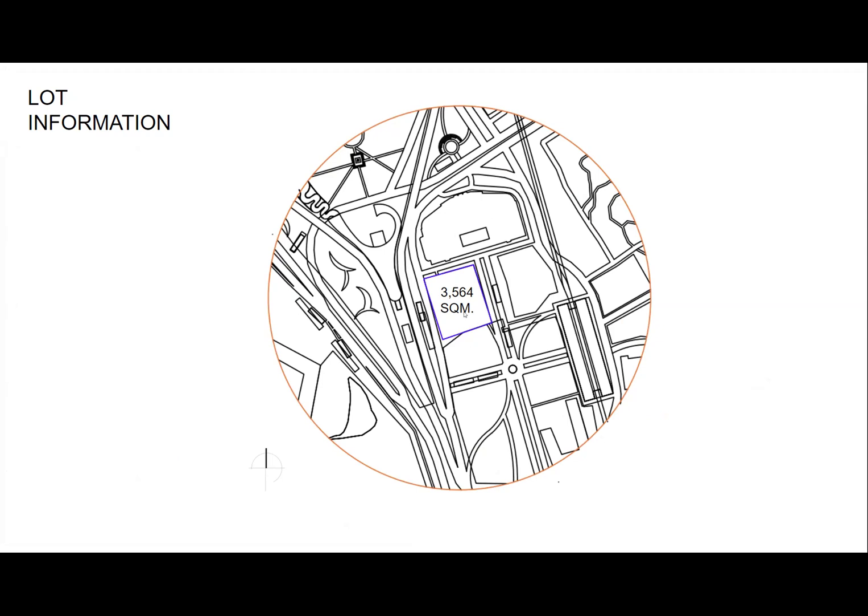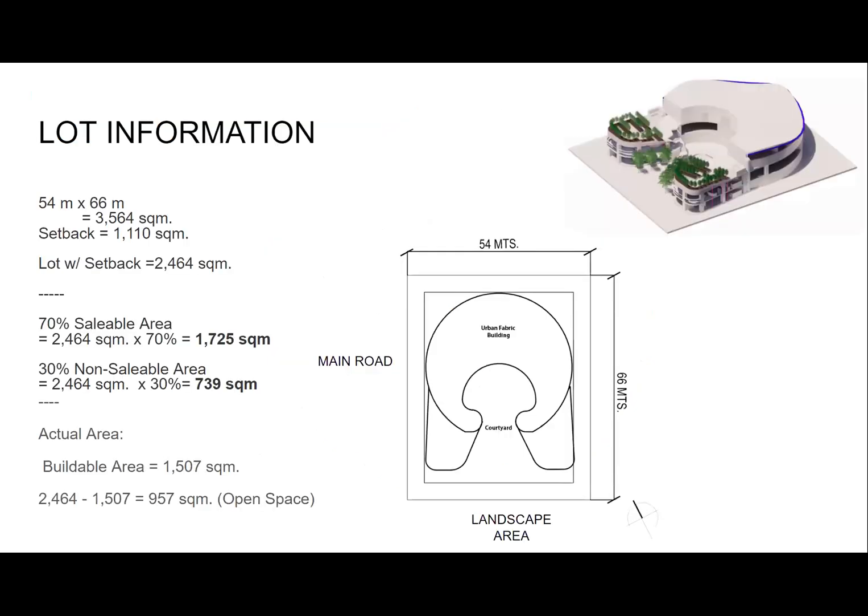So the site is 3,554 square meters, and according to the master plan, this is the view deck. So we decided the building would be only 3 stories, and it has access to the landscape here, the Aceros landscape vista. So we calculated the lot information, how many square meters it has. So the lot is 54 by 66 meters.